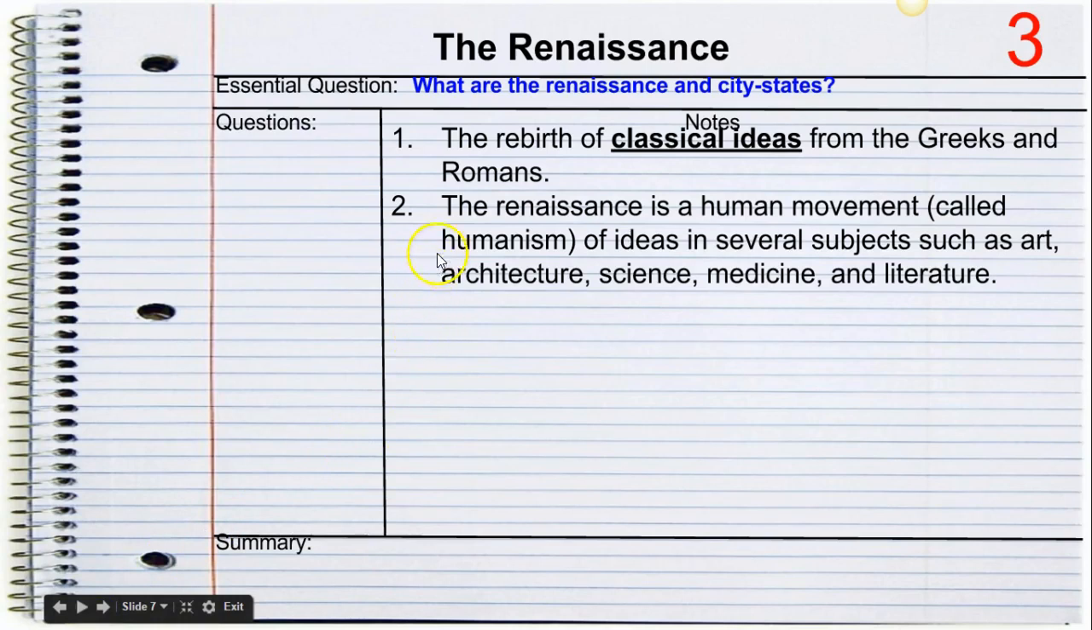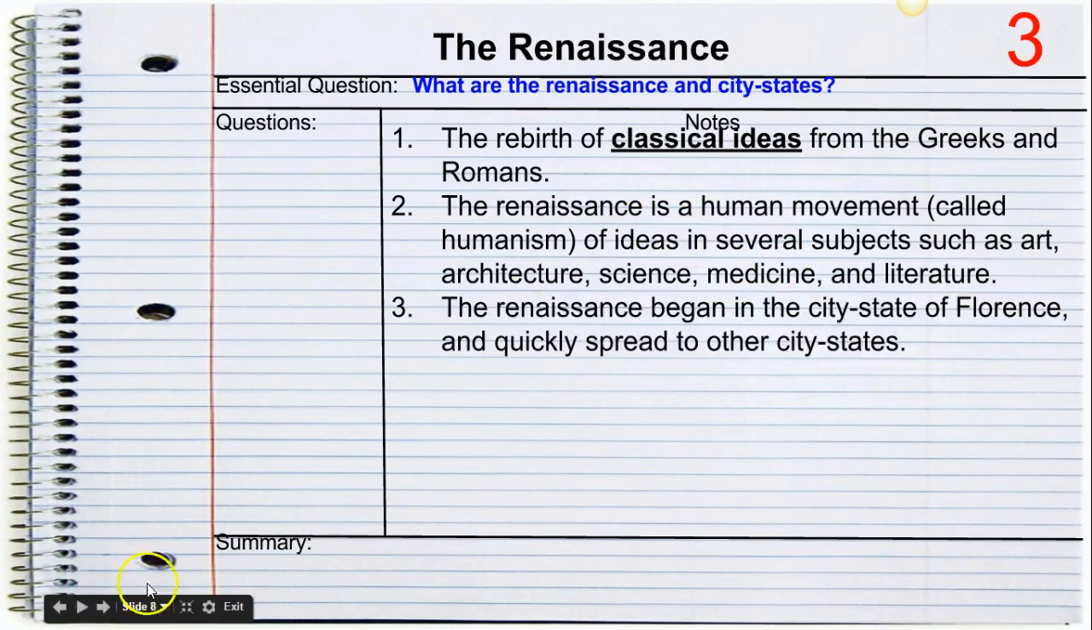And then we have down here the next note. The Renaissance is a human movement, sometimes called humanism, of ideas in several subjects such as art, architecture, science, medicine, and literature. Humanism we'll get into more this week, but for right now, it's more of a human movement, okay, or sort of like the civil rights era, people pushing towards the improvement of man.